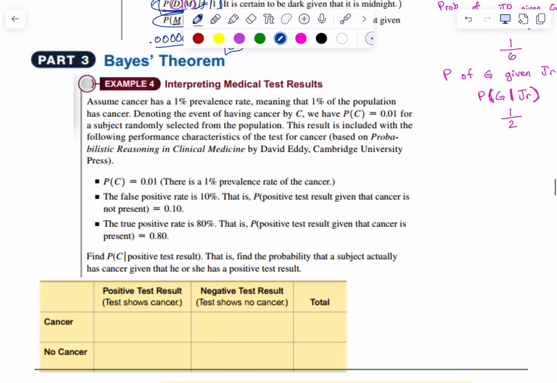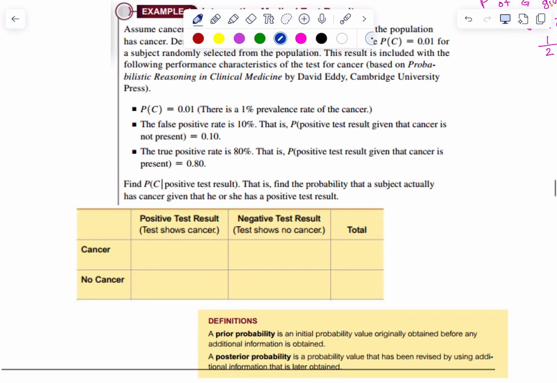This is the information that we have. Assume that cancer has a 1% prevalence rate. That is actually a really high prevalence rate for cancer. That means 1% of the population, 1 in every 100 people, are getting cancer. Maybe that's higher than that, I don't know. 1% cancer. So in this first bullet point they said probability of cancer is 0.01 or 1%.